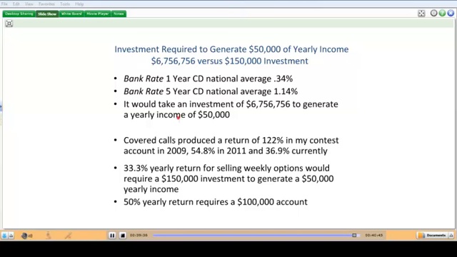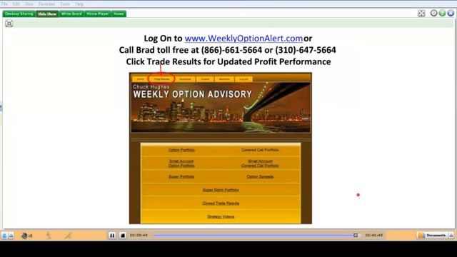I just wanted to give you an idea of the income potential from trading these weekly covered calls. So that concludes my presentation. I have an advisory service for weekly options, and we do have a covered call portfolio and a small account covered call portfolio, and these portfolios are doing real well. They've held up very well throughout the year despite the volatile market.